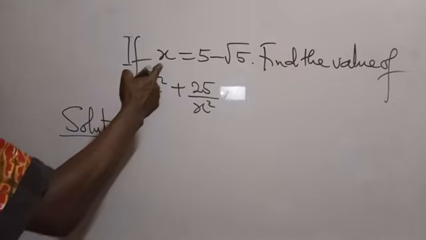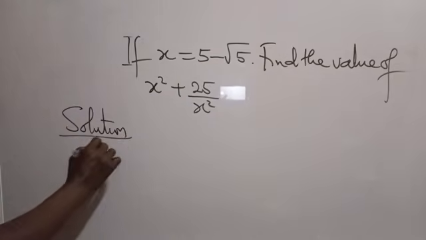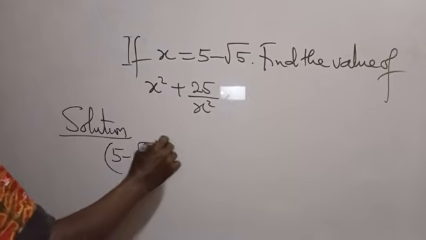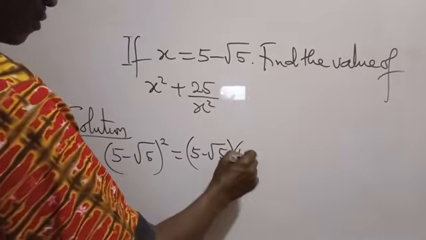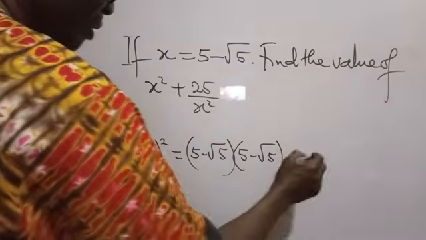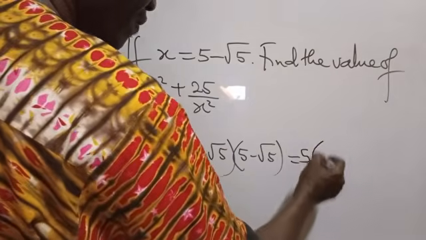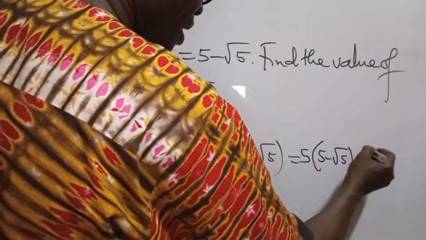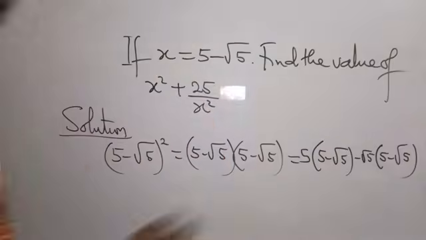Now, since x is 5 minus root 5, x squared will simply be what? 5 minus root 5 squared will simply be 5 minus root 5 multiplied by 5 minus root 5. Okay, so then you expand: 5 into 5 minus root 5, then minus root 5 into 5 minus root 5. In expansion, you can do it like that.